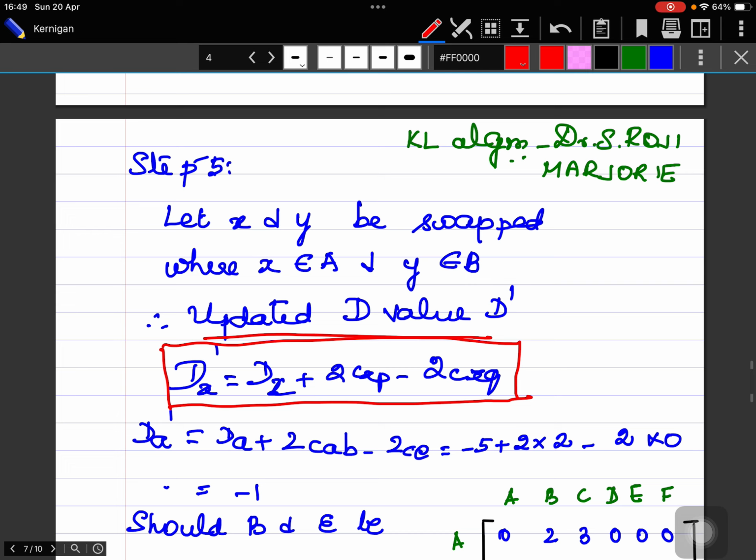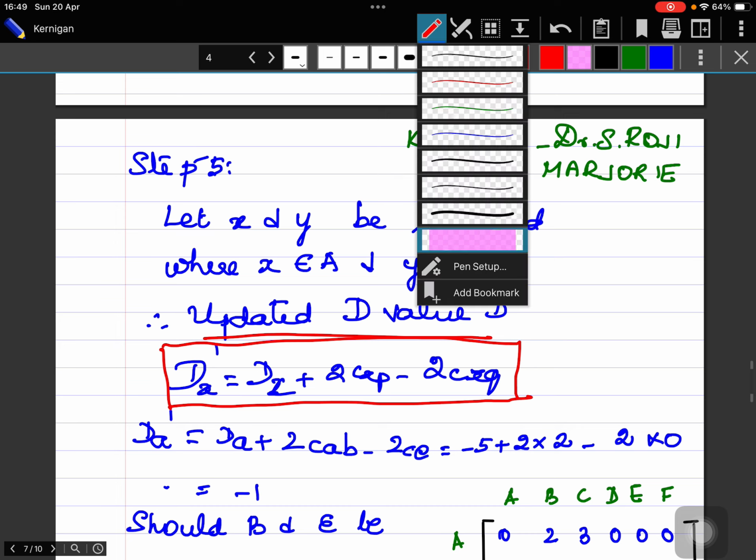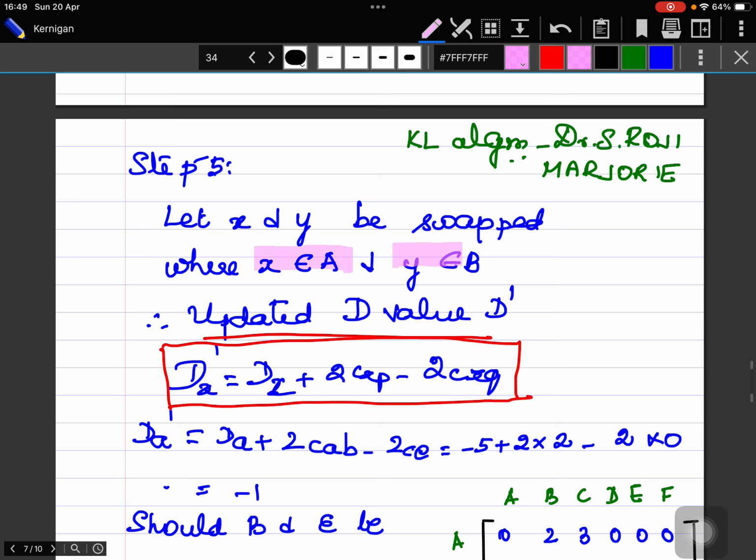So x and y are to be swapped. As before, I am assuming that x belongs to A and y belongs to B. Okay, so I have two values p and q. Initially p was with x and q was away from x, right? Now we have interchanged the positions. So we should first put the initial partner. The initial partner was xp, and now the new partners are xq, right? You remember in that way.